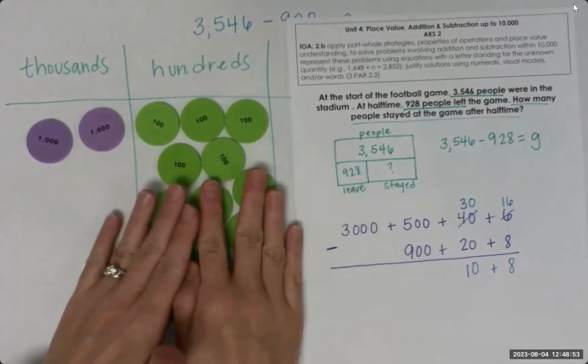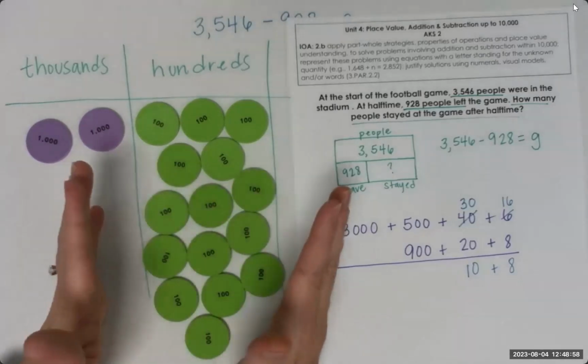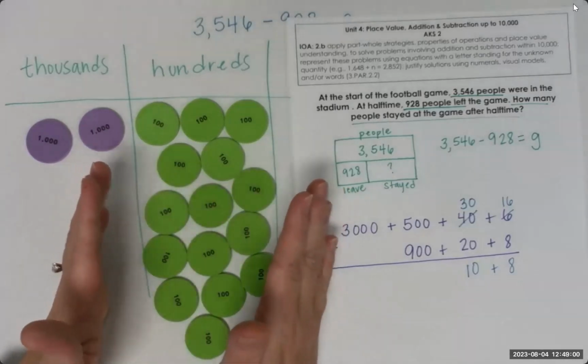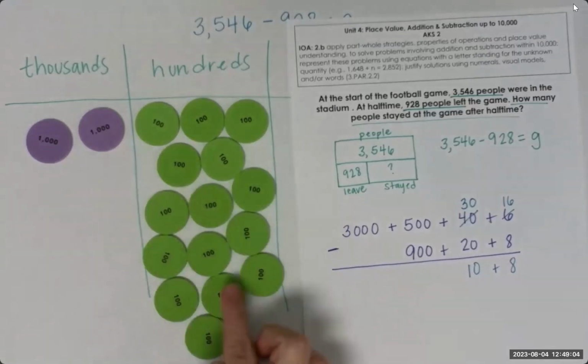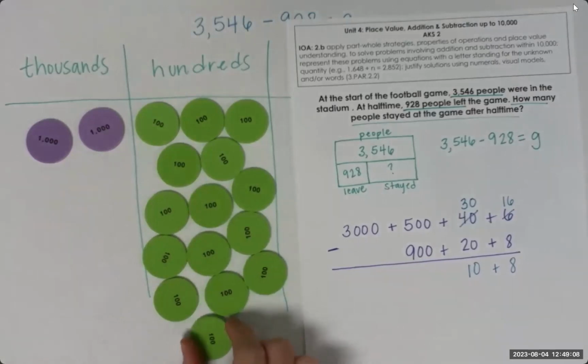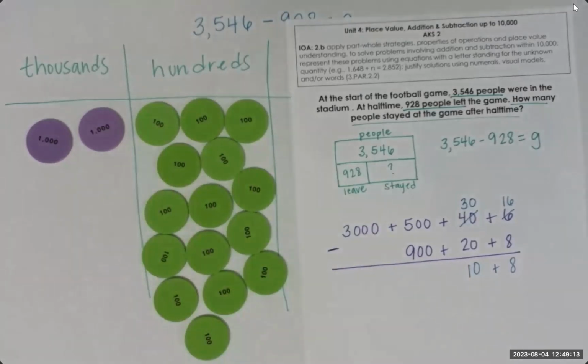Because remember, I only used to have 5. And now, if I've placed 10 hundreds in here, now I should have 15, right? So that's 5, 6, 7, 8, 9, 10, 11, 12, 13, 14, 15. Okay. I have 15 hundreds. Well, if I count by 100s, I'd have 1,500.